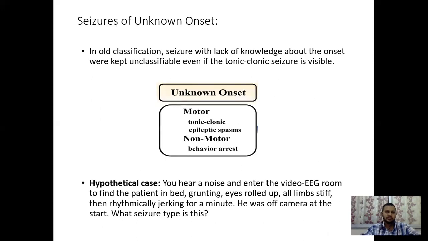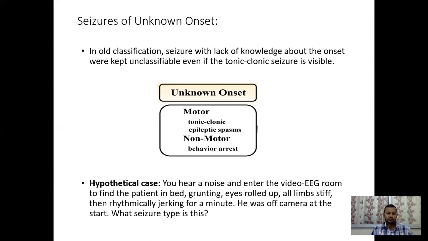Seizures of unknown onset. In the old classification, seizures with lack of knowledge about the onset were kept unclassified even if the tonic-clonic seizure is visible. Unknown onset is divided further under motor and non-motor. Under motor: tonic-clonic and epileptic spasm; and non-motor: behavioral arrest.